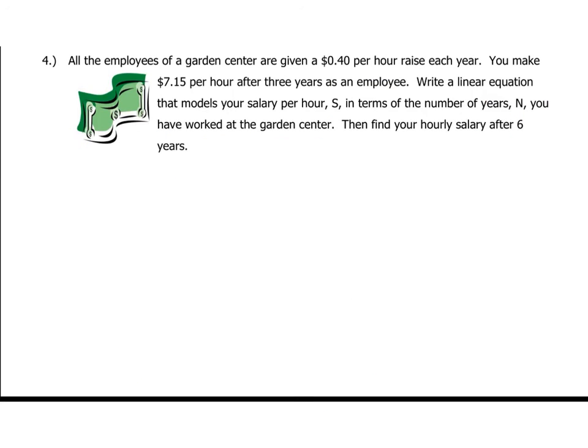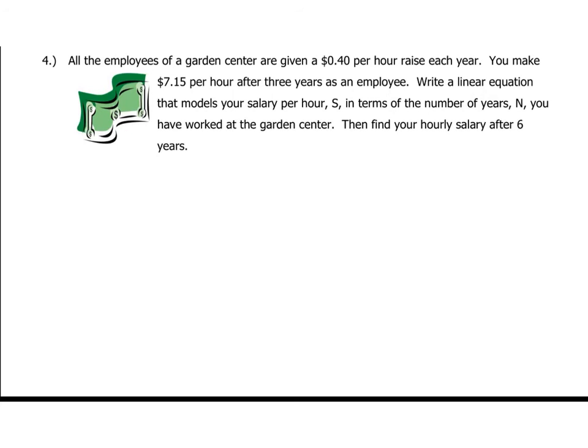And our last question. All the employees of a garden center are given a 40-cent per hour raise each year. You make $7.15 per hour after 3 years as an employee. Write a linear equation that models your salary per hour, S, in terms of the number of years, N, you have worked at the garden center. Then find your hourly salary after 6 years.